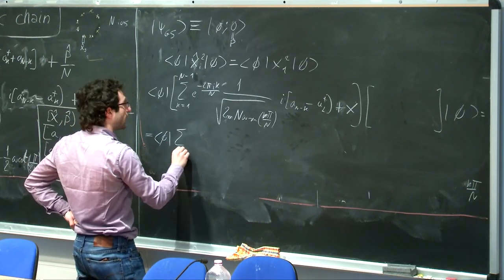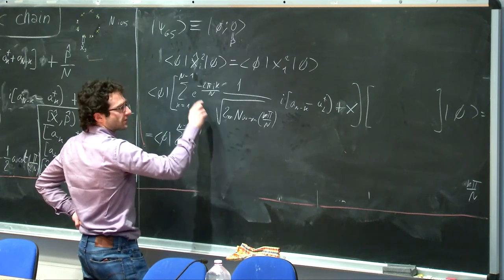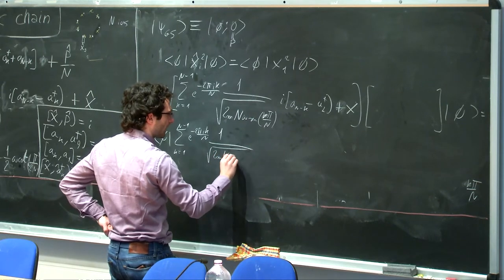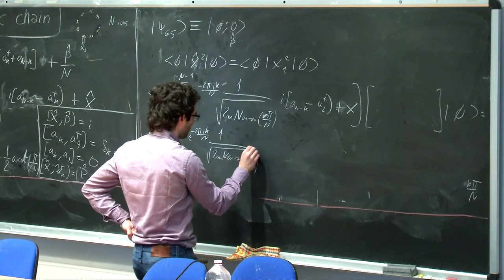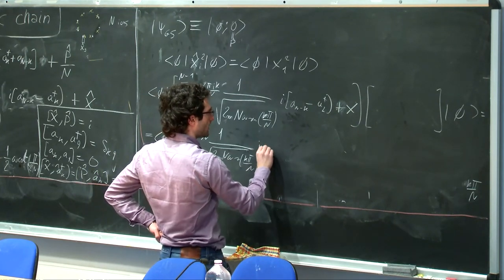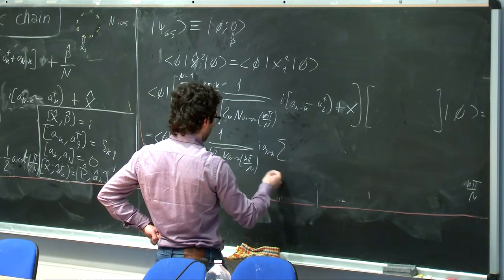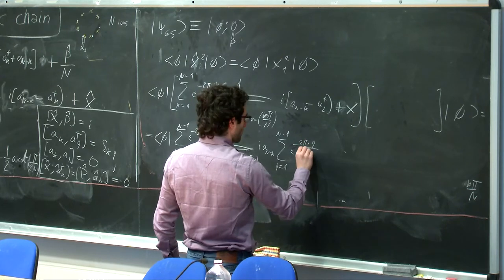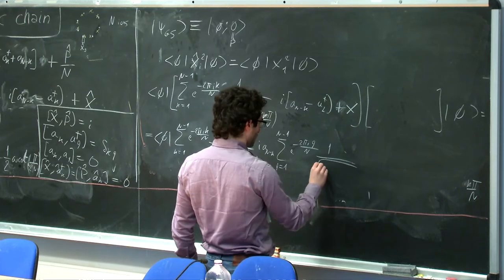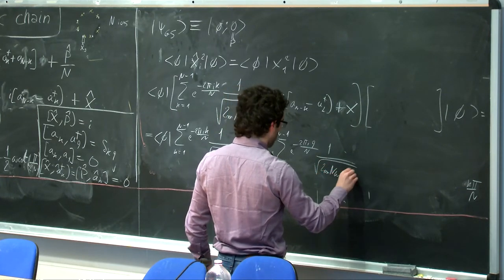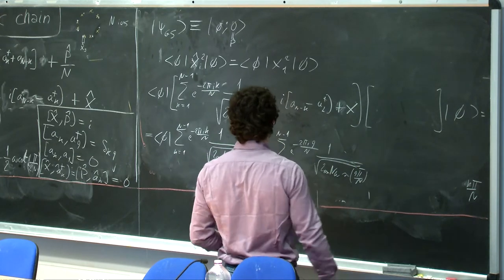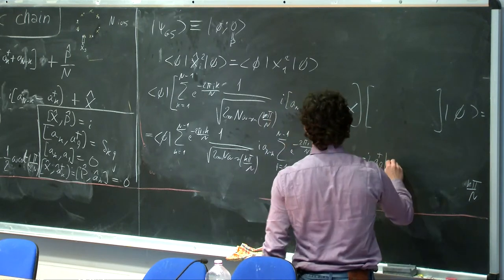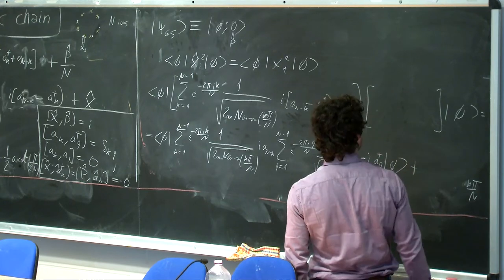Then we have a sum over k from 1 to N minus 1, e to the minus 2 pi i k over capital N. Let's consider first this term times this. So, 1 over square root of 2 m N omega sine of k pi over capital N, times i a N minus k. Then we have here a sum over, I call this q, from 1 to N minus 1 of e to the minus 2 pi i q over capital N, 1 over square root of 2 m N omega sine of q pi over capital N, times minus i a dagger q, applied to the vacuum. And then we have also the other term.